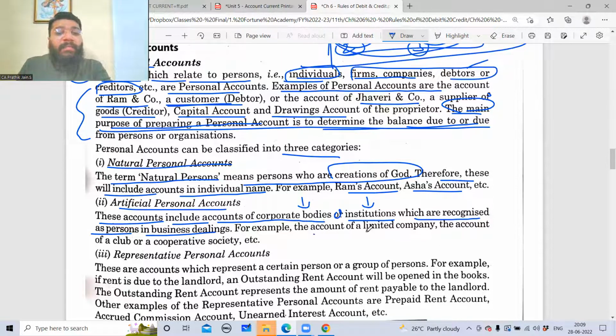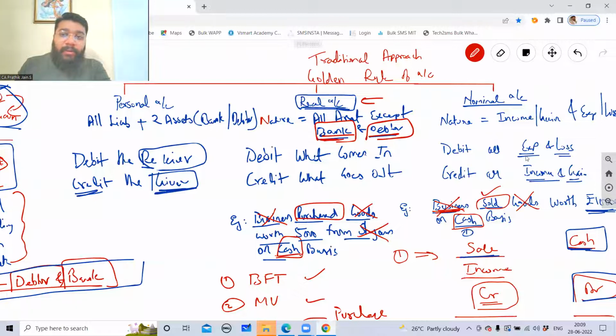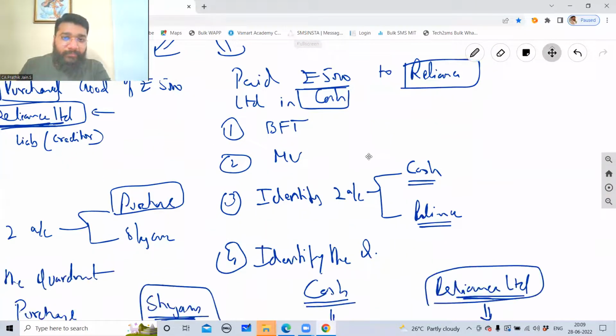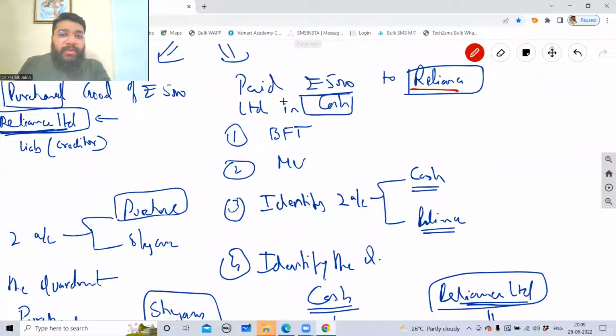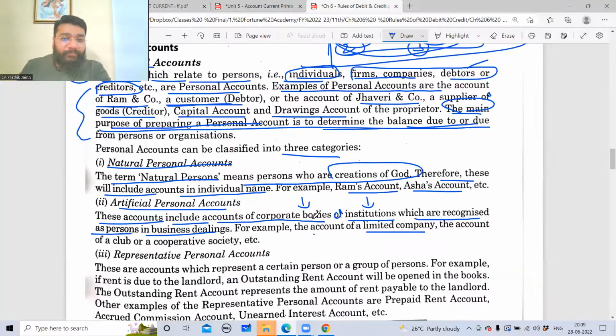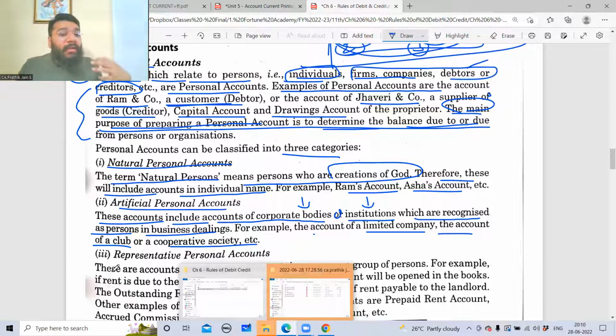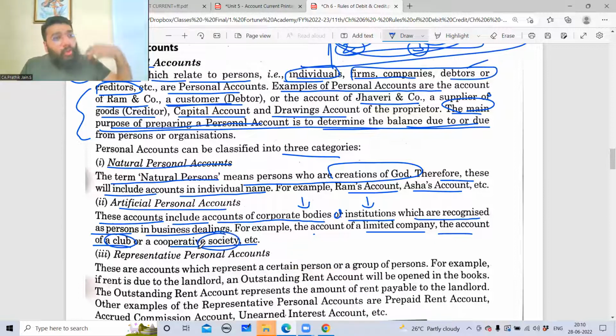These are all called artificial personal accounts. That is an account of a limited company. Limited company means what? Reliance Limited. Reliance Limited is a name, so Reliance Limited is a company. Then the account of a club, cooperative society. This is another form, like we have HUF, LLP, partnership. Club cooperative society is also one form of doing business, which you will understand in the 12th standard. Are you able to follow? So all these are termed as artificial personal accounts.